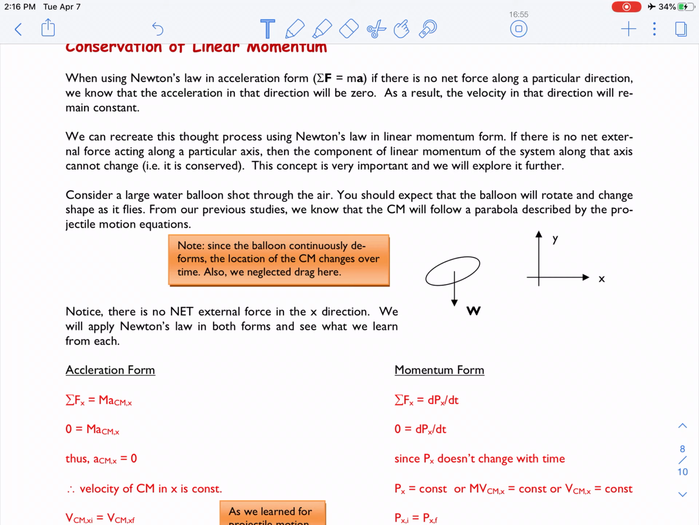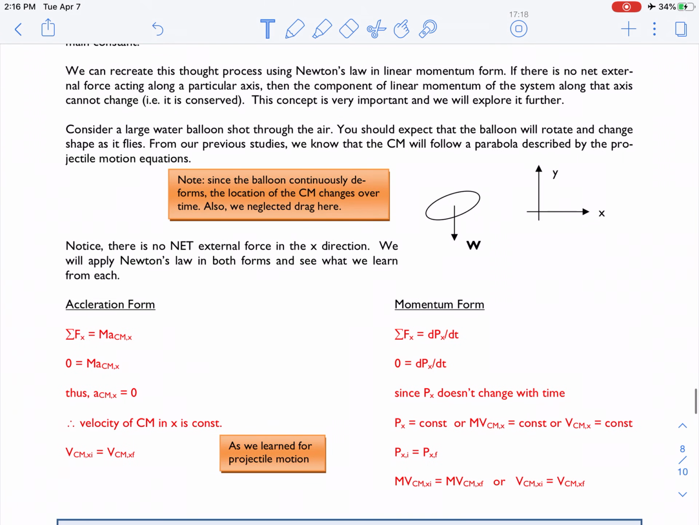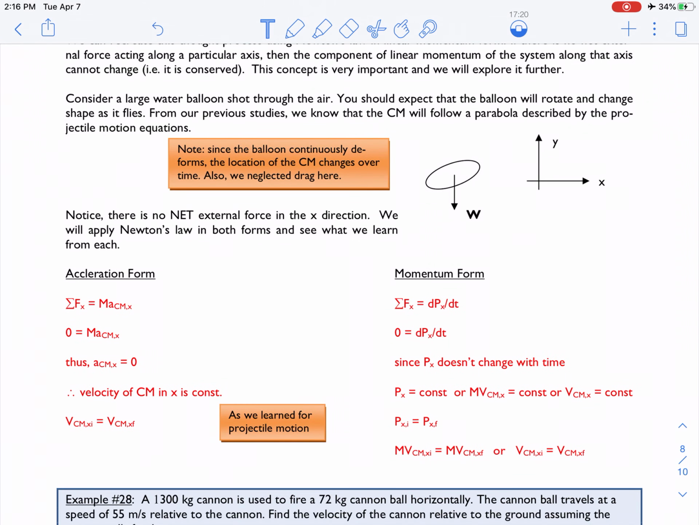Yes, the balloon will rotate and change its shape as it flies, but we can still use the projectile motion equations for one single point on the balloon, and that point is the center of mass. So it's still applicable, nothing new, and we can still investigate its motion. The drag force is neglected, so the only force acting on it is the weight force.